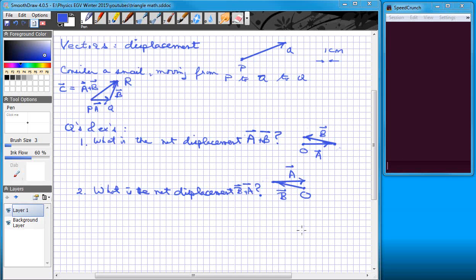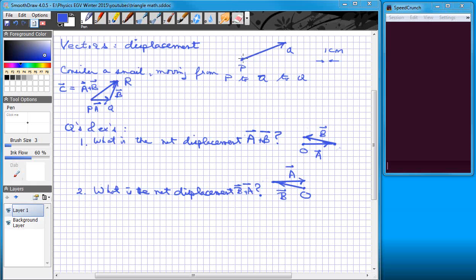Okay, we want to introduce the idea of vectors in this YouTube, and in particular we want to talk about displacement, which is the first example of a vector that we'll see in this class. So consider a snail, and imagine that the snail moved from point P to point Q, and left a slime trail as it moved, and so the displacement is going to be an arrow that we draw starting at the position it started and ending at the position it ended.